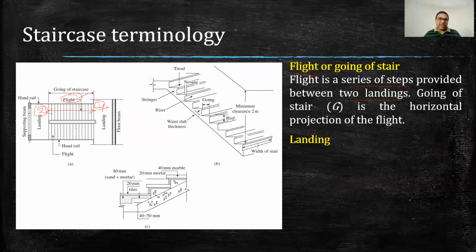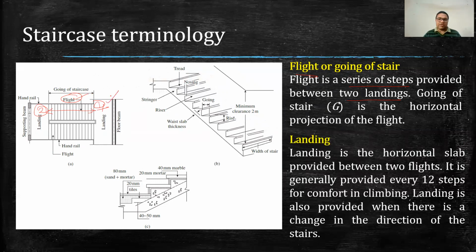And what is landing? Landing is basically this area where one can rest. So landing is a horizontal slab provided between two flights. Here you can see one flight and the second flight, and in between them we have provided this landing. Okay, so this is how we provide it, generally between two flights.